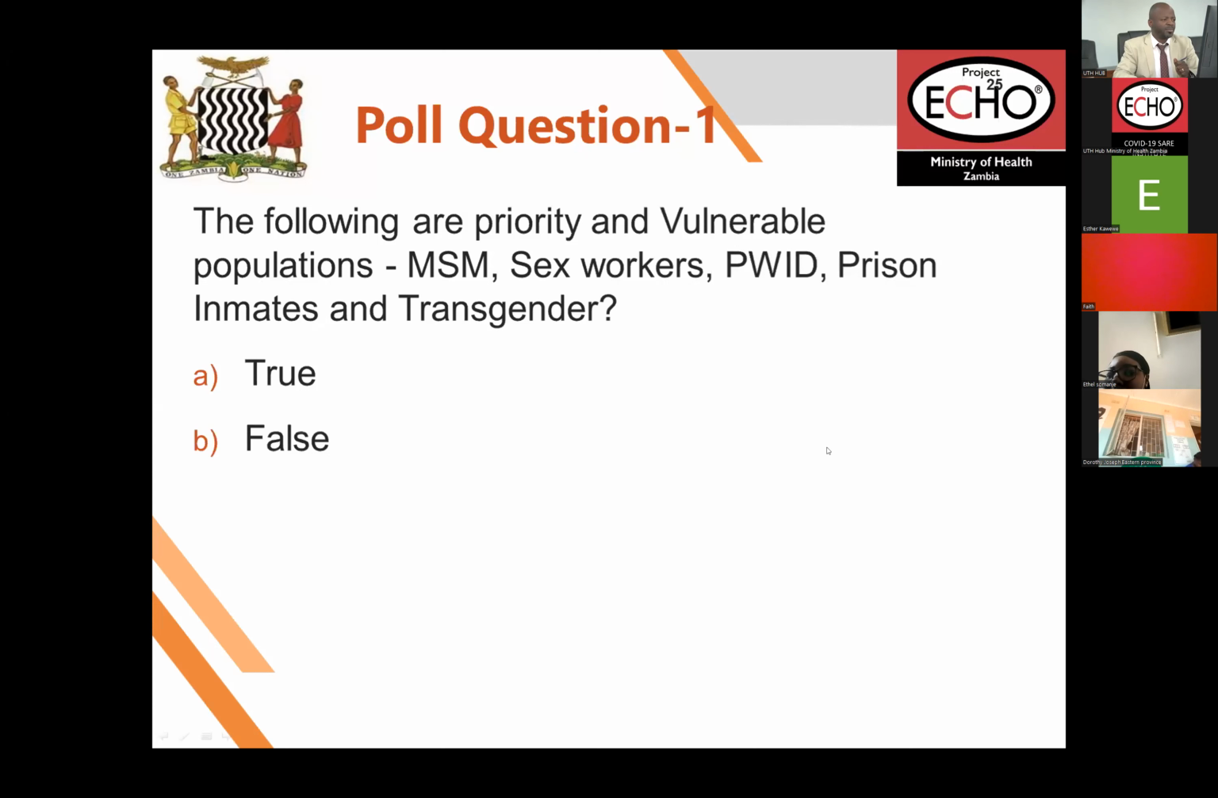So what we'll do first, before we take any questions, is I will launch the first poll question. Today we'll do it differently. We want to see how people respond to the poll questions after the discussion, and then Dr. Mwale will come in to emphasize, and after that we'll take questions from everyone. People already started responding. The following are priority and vulnerable populations: MSM, sex workers, PWID, prison inmates, and transgender. Is this a true statement or false?